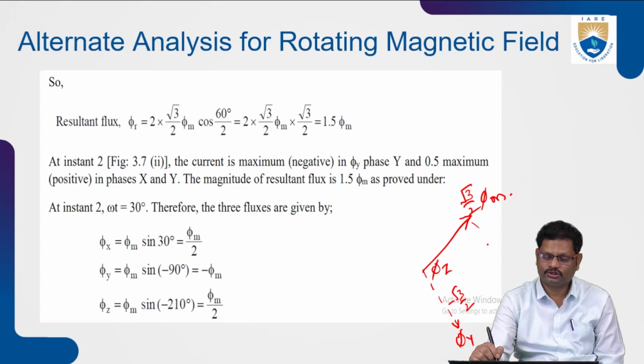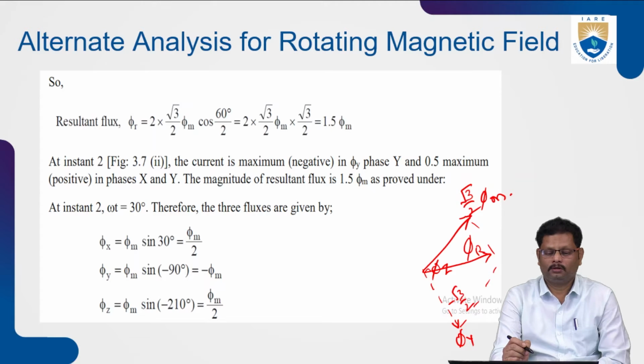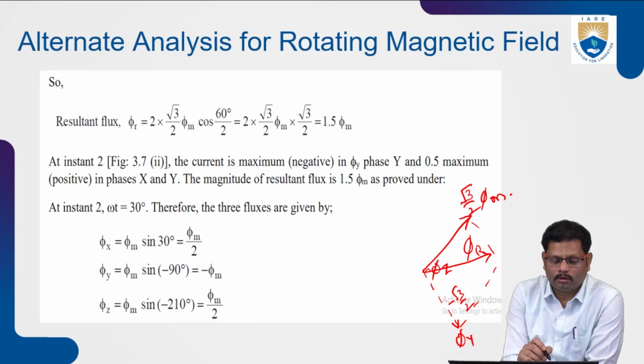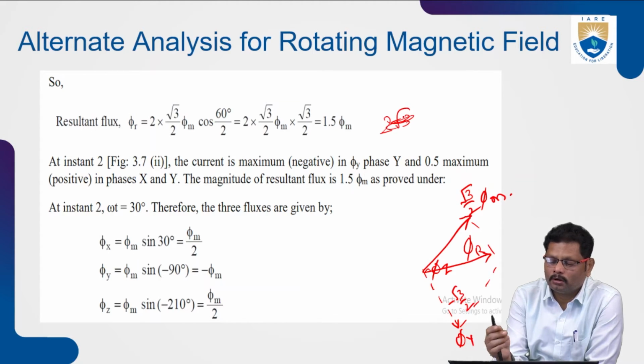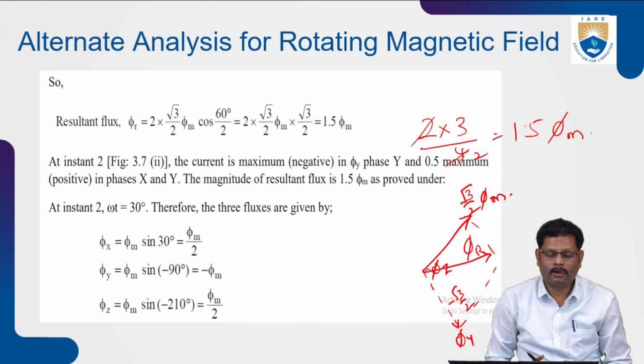We can draw oppositely for considering minus root 3 by 2 phi m. So the resultant of these two will give phi r. So phi r equal to 2 into root 3 by 2 phi m cos 60 by 2, that is 2 into root 3 by 2 into root 3 by 2, which is nothing but 2 into 3 by 4, which is 3 by 2, which is nothing but 1.5.